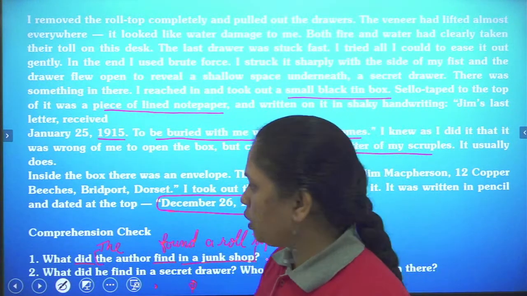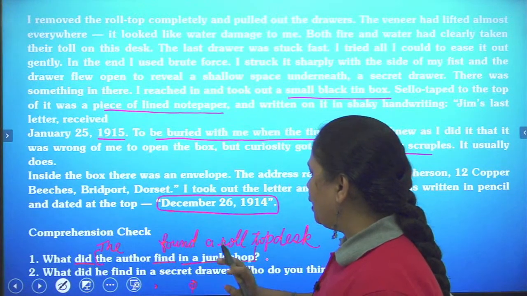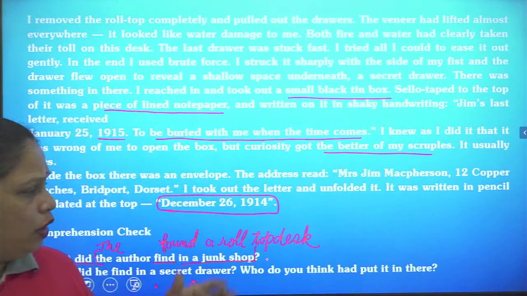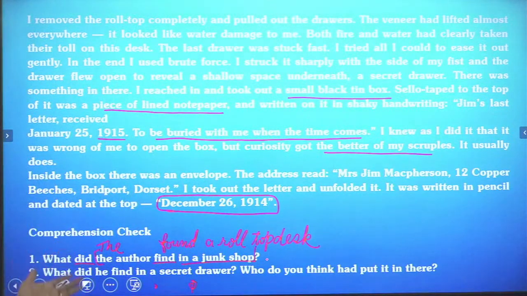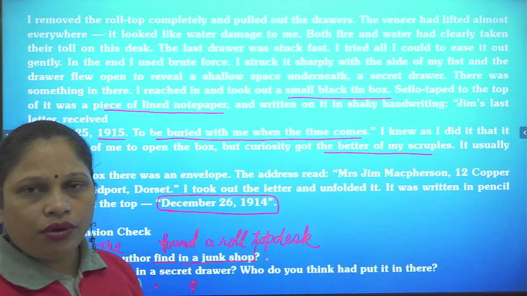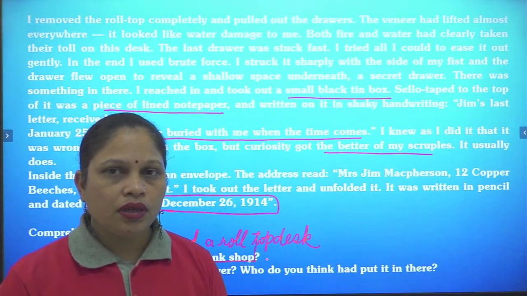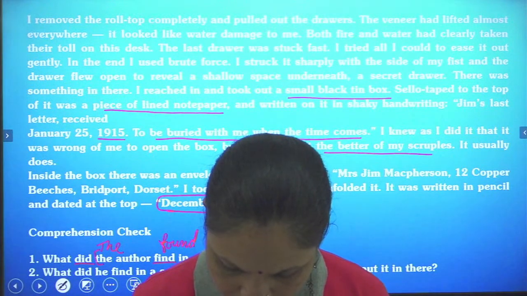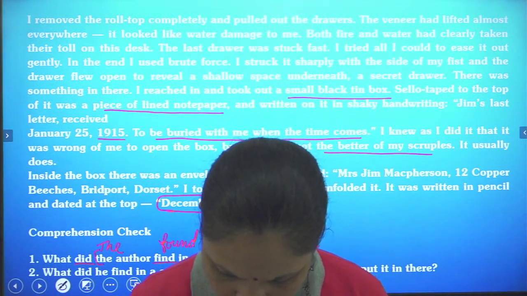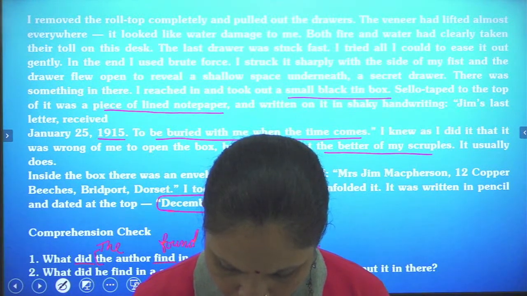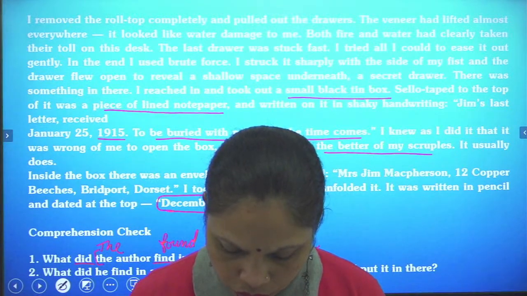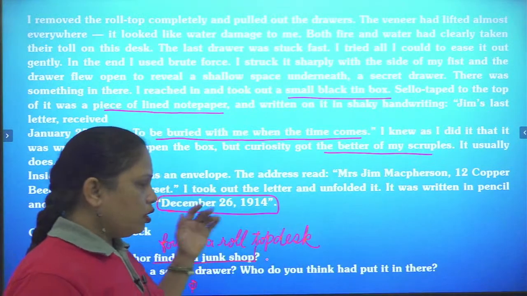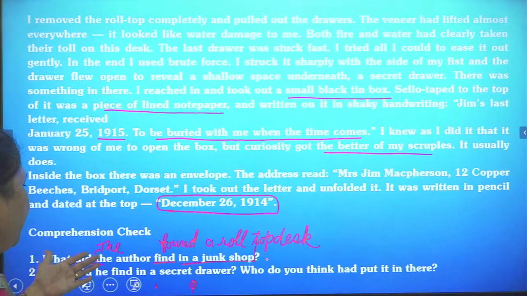Now let's discuss the second question. What did he find in a secret drawer? Try to answer this question. I'll wait for your answers. You have time, give your answers if you understand the story. If you can give answers, it will be easy and you will be clear that you have no doubt about it. Okay, at present there are no answers, no issue. I'll give you the correct answer.